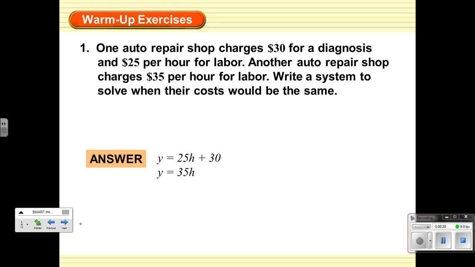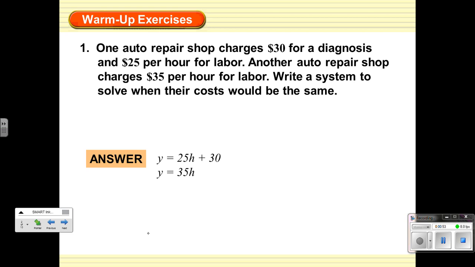Notice the answer is already up there. There's your system. Sorry about that. But hopefully you understand why it's written that way. One auto repair shop charges $30 for a diagnosis and $25 per hour for labor. Another auto repair shop charges $35 per hour for labor, but no diagnosis fee. So here would be the system, and you could solve for when their costs would be the same.